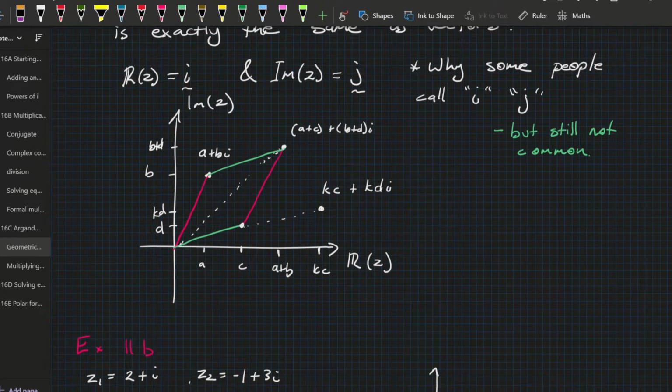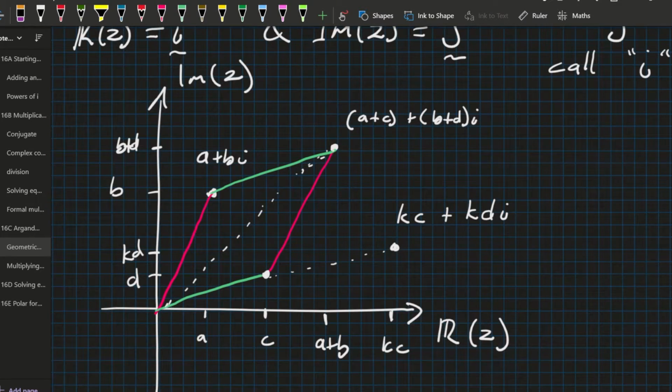So here I've got two complex numbers, a plus bi and c plus di. So here is a plus bi, and to think of it as a vector, you could draw a red line here from the origin to a plus bi. And here is c plus di. Okay, so you can see I've marked them in on the axes. So c in the real sense and d in the imaginary sense makes this one.